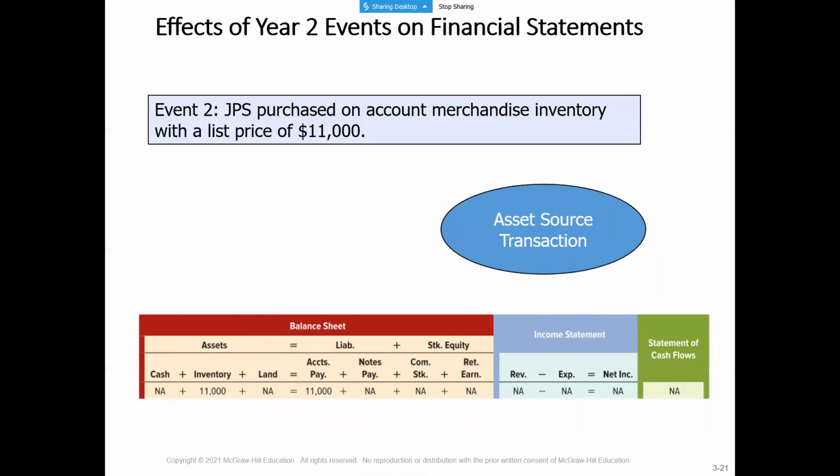So we again are going to purchase some inventory. This time we're going to purchase it on account. So inventory purchased on account increases inventory, but also increases accounts payable, which is a liability. So inventory purchased for cash is an asset exchange transaction. Inventory purchased on account, however, is an asset source transaction. We did not have a second asset affected. Instead, we had a liability account affected.